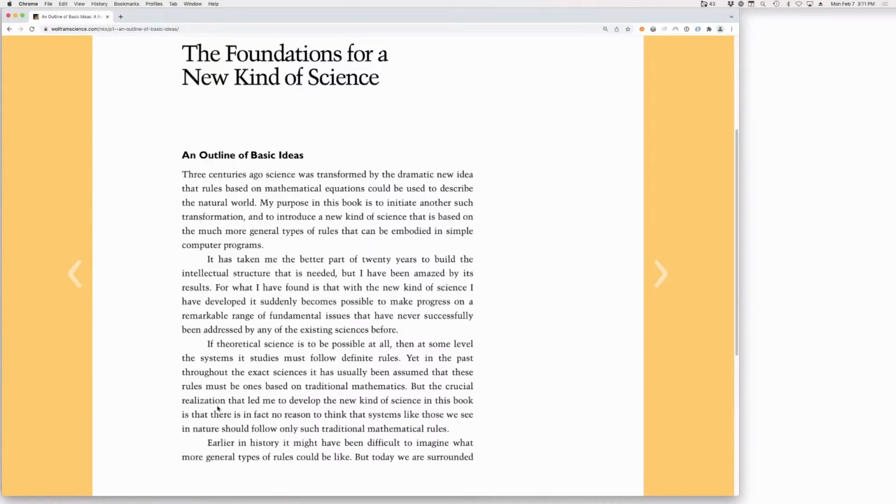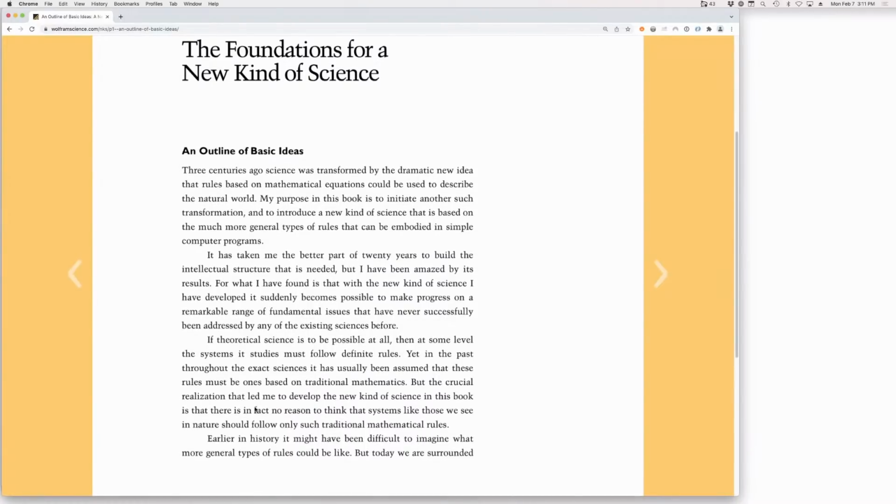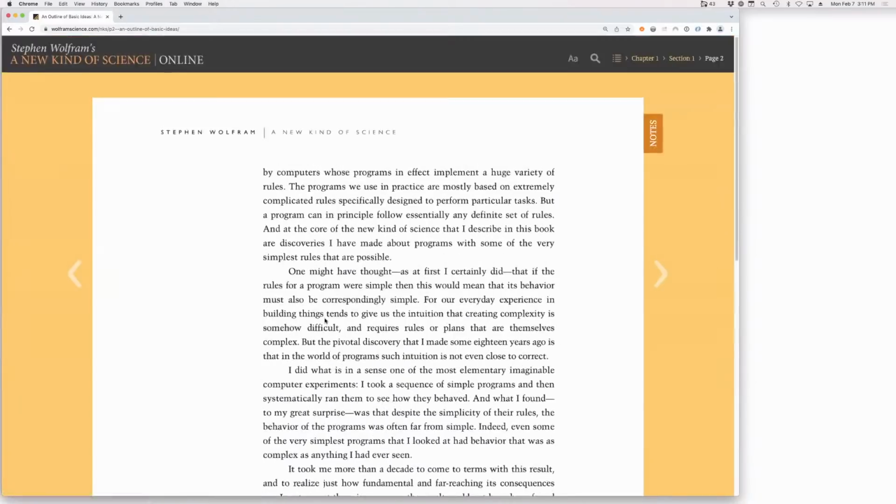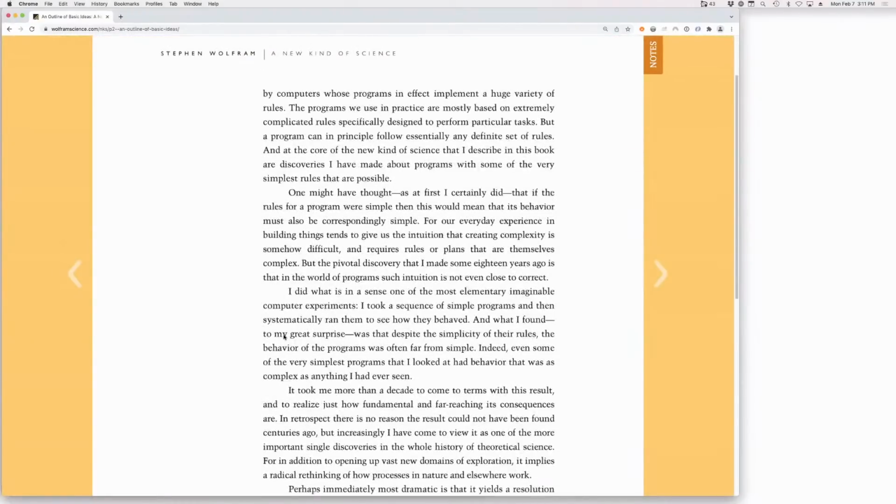And as I say here, there's no reason to think that systems like those we see in nature should follow only traditional mathematical rules. And early in history, it might have been difficult to imagine what more general types of rules could be like. But today, we are surrounded by computers whose programs, in effect, implement a huge variety of rules. The programs we use in practice are mostly based on extremely complicated rules specifically designed to perform particular tasks. But a program can, in principle, follow essentially any definite set of rules.